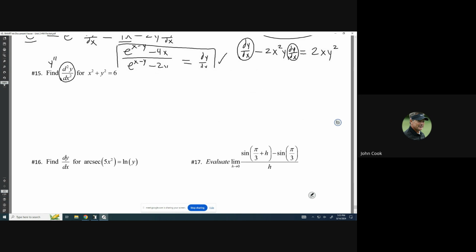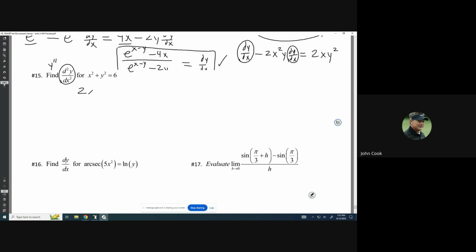Okay, here we go. We're doing implicit differentiation because we have x's and y's, and they both have functions around them, x squared, y squared, or they're multiplying. Implicit differentiation is the way to go. So let's work through it. The derivative of x squared is going to be 2x. The derivative of y squared is going to be 2y dy dx. And then the derivative of that constant is 0.